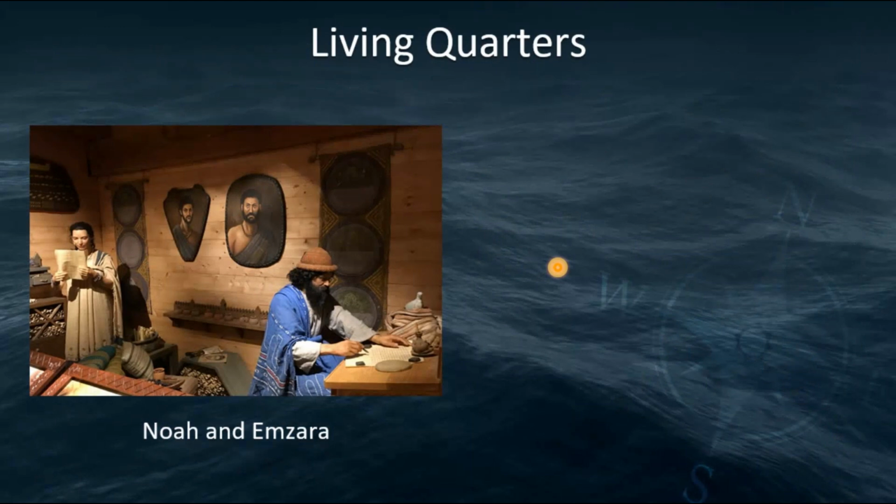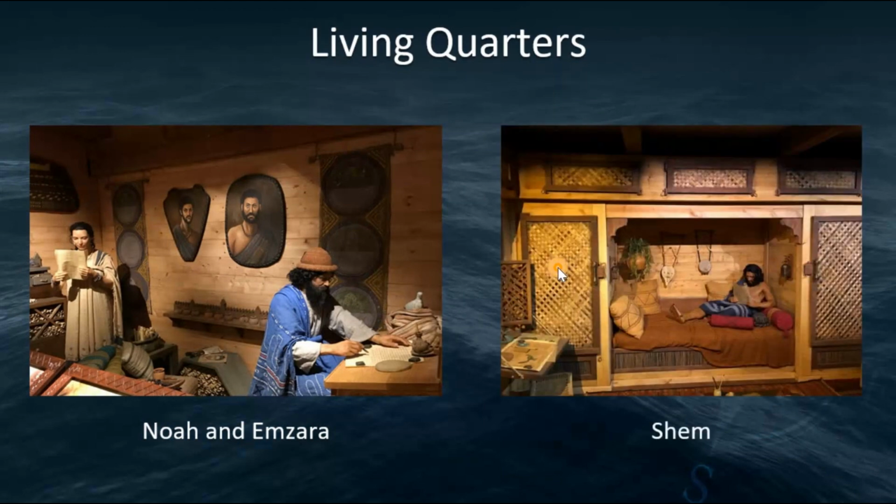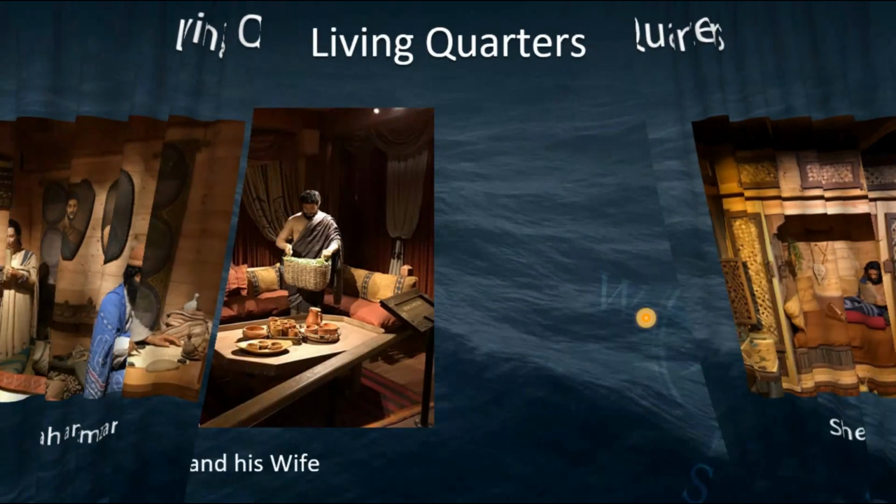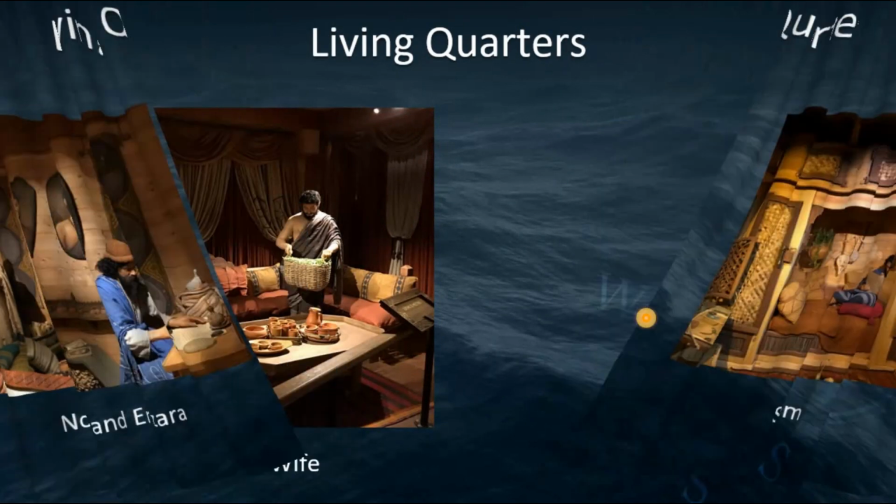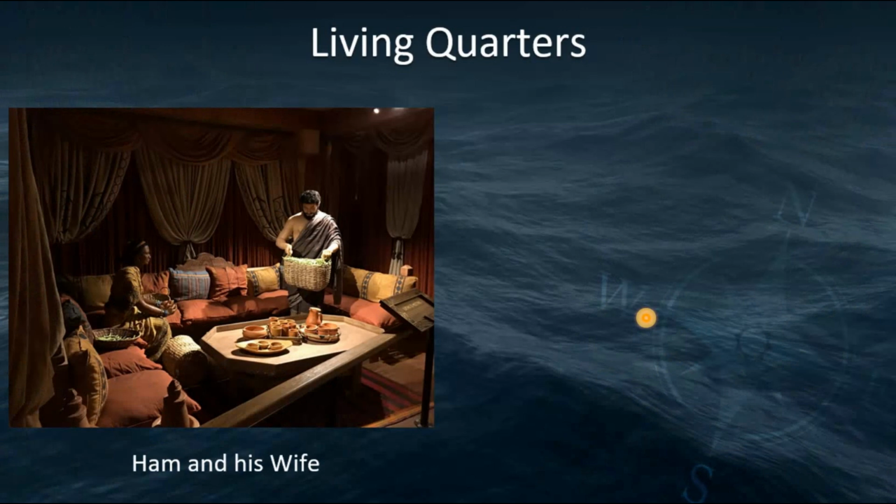There's also, at the Ark Encounter, living quarters, and they show how Noah, his sons, and his sons' wives may have lived. They used Amzara as a name for Noah's wife. And then here's Shem's living quarters as well. And as the curtain rolls by, we see Ham and his wife.